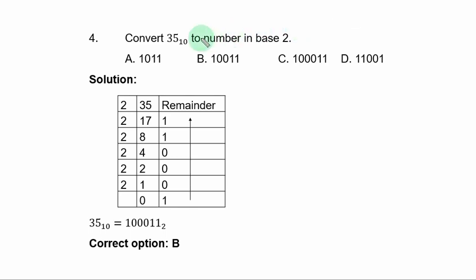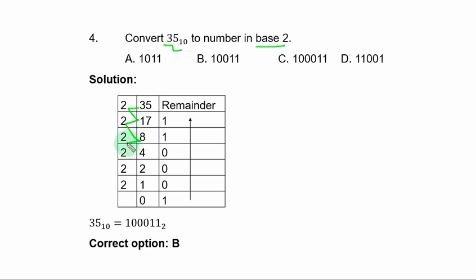Question 4. Convert 35 base 10 to number in base 2. To do this, the process is continuous division until the last digit is 0. You divide 35 by base 2 and you record the remainder at each division. So you have 35 divided by 2, you have 17, remainder 1. 17 divided by 2, you have 8, remainder 1.